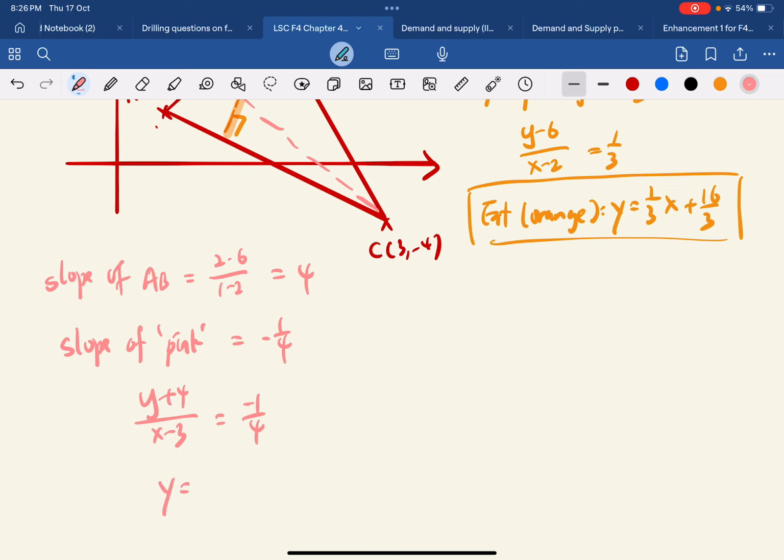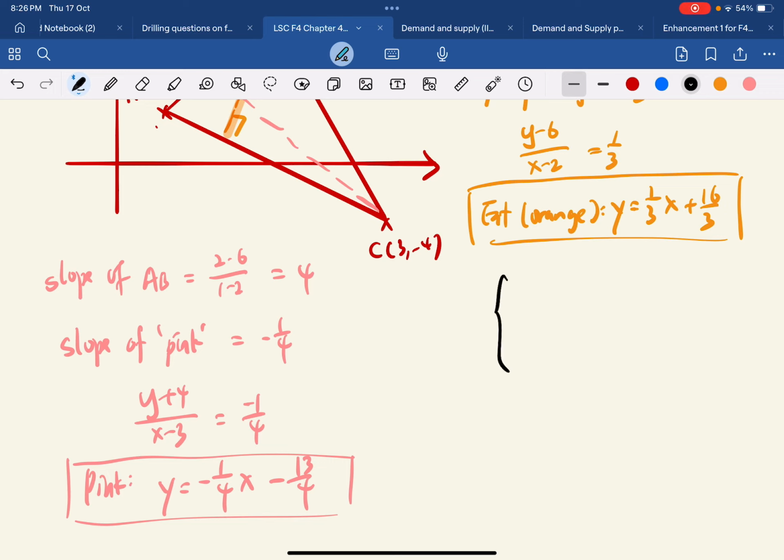y equals -1 over 4x minus 13 over 4. So that's the equation for the pink line. So you solve for the intersection. Okay, for sure you can change it to general form first. So this one would be 3x minus 3y plus 16 equals 0, just the orange one. And then for the pink one, -x minus 4y minus 13 equals 0.